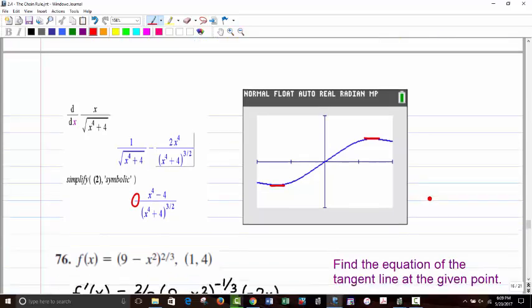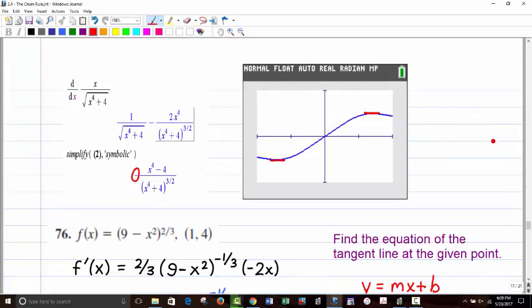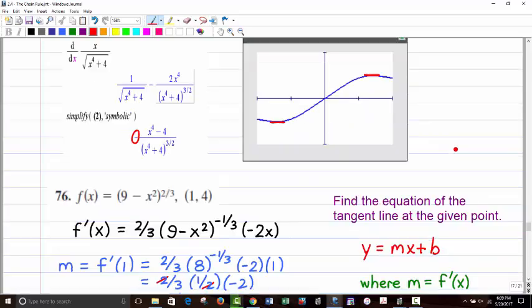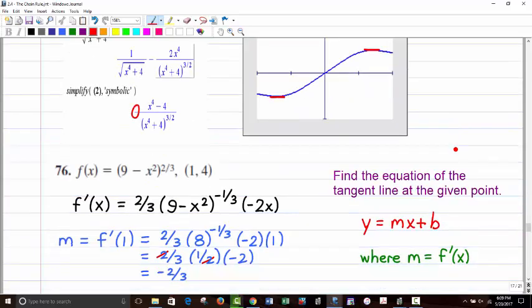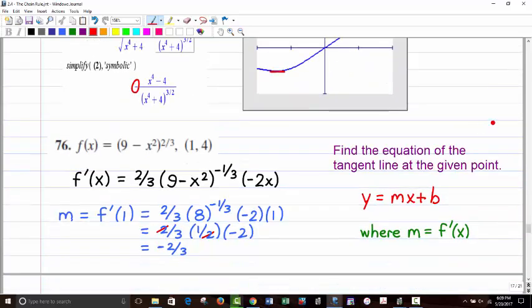Fourth root of 4 is going to be 1 point something. So there's the two horizontal tangent lines of the graph at plus and minus 1 point something, whatever that is. All right, let's find the equation of a tangent line at a point.